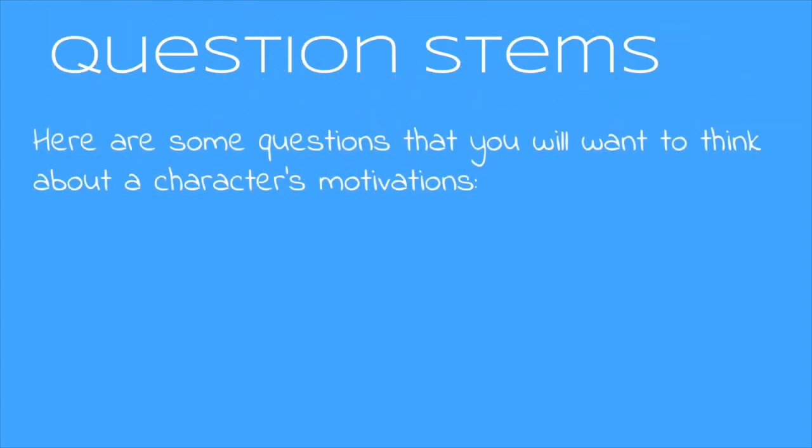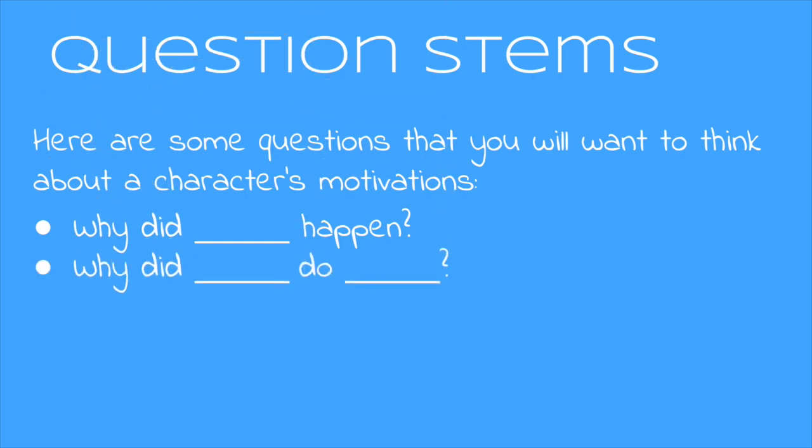Here are a few questions that when you see them, you might want to think about a character's motivations. The first one is, why did blank happen? And the blank will just be an event or action from the story. You might also see this question. Why did blank, a character from the story, do blank, a specific action from the story? So, for example, in this story, you might see a question like, why did the lamb follow the wolf? And then you would have to think about the lamb's motivations to figure it out.